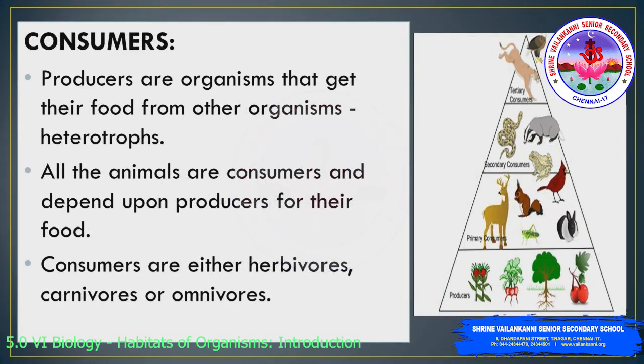The next are the consumers. Consumers are organisms that get their food from other organisms. Hence, they are called heterotrophs, as they cannot prepare their own food and must get it from other organisms. All animals are consumers and they are dependent on plants or on other animals for their food. The consumers are either herbivores, carnivores or omnivores.